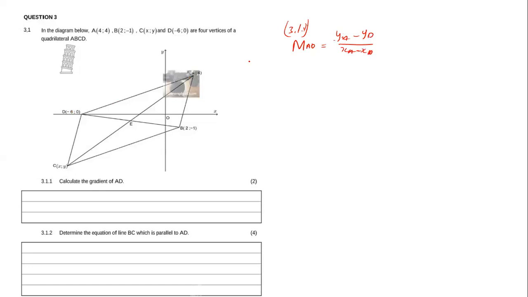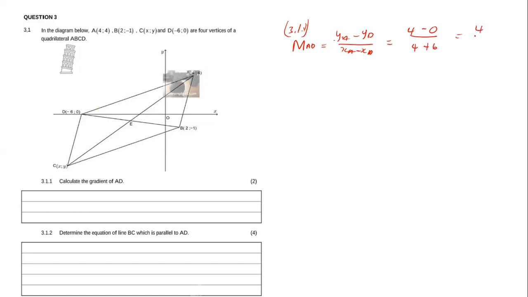Remember, you can use y2, y1, x2, x1. Why am I doing it like this? I love doing it like this because I don't want to confuse ourselves. Sometimes we forget which one is point 2 and which one is point 1, and then you do wrong substitutions. But if it's like this, you can see y of A, you go for A. A is here. So y of A is +4, and y of D is 0, over x of A, which is +4, and x of D is -6. That means it's going to be +6.